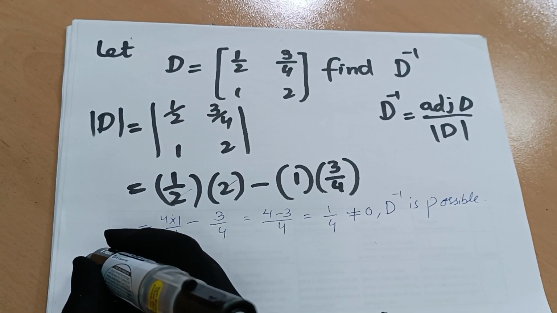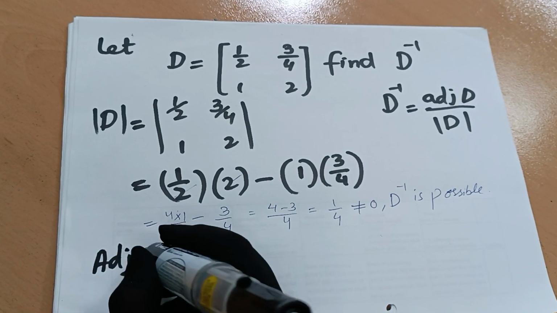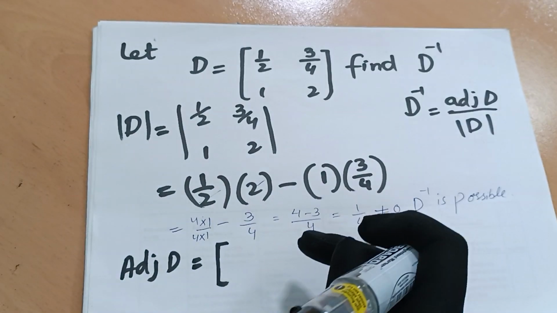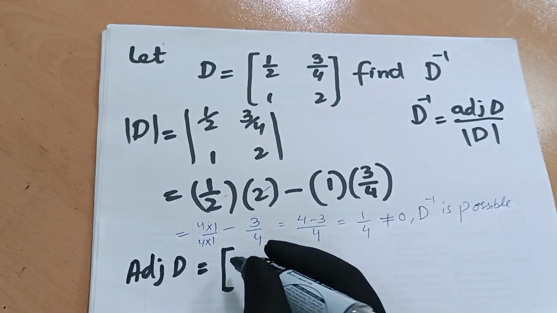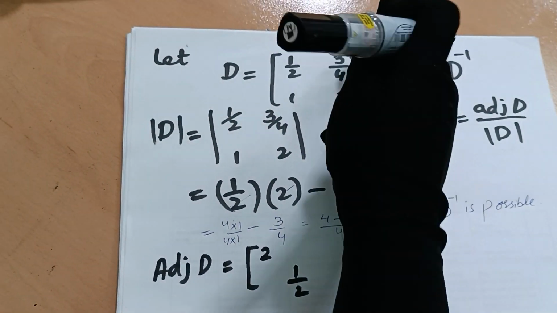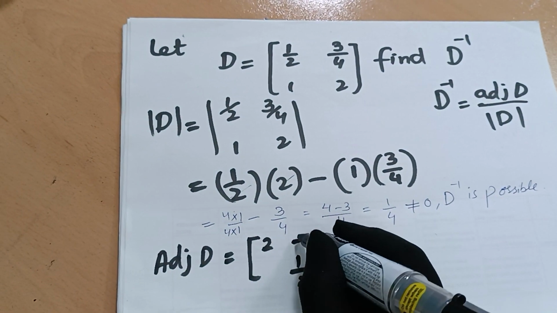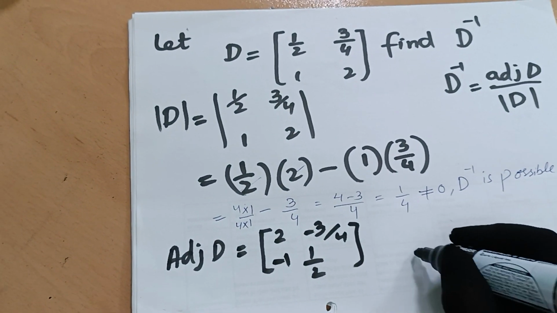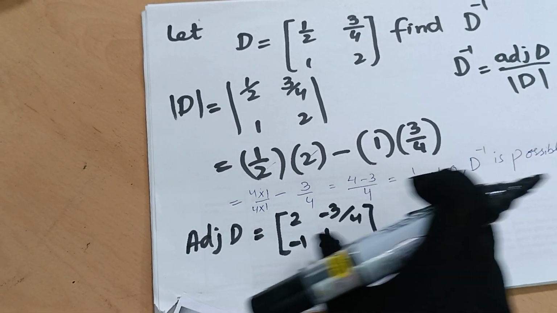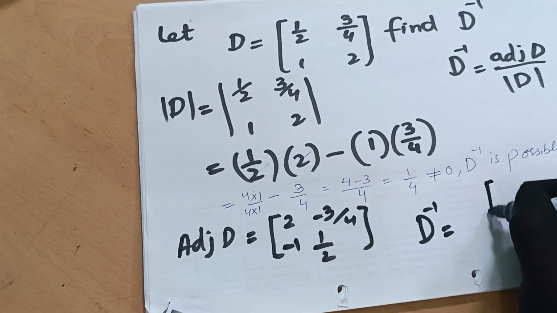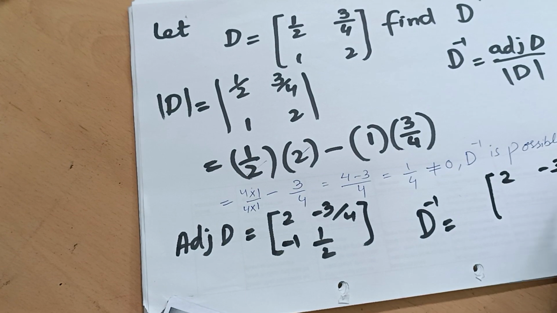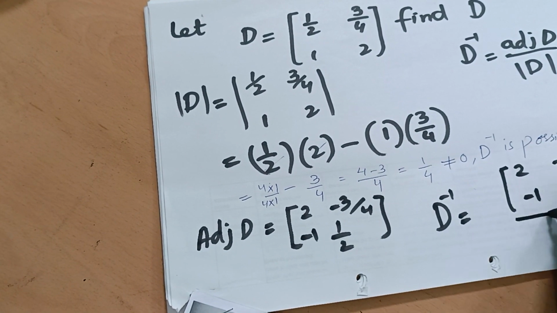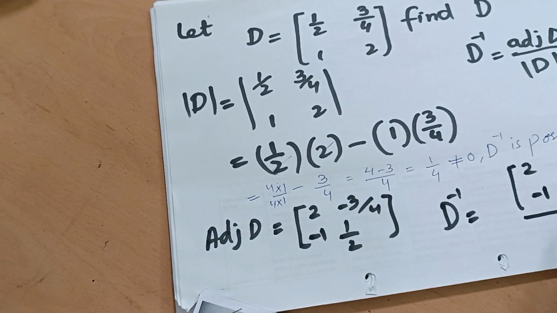Adjoint of D: change the position of the principal diagonal, 2 here, 1 by 2 here. Change the sign of the other diagonal. This will become negative 3 by 4. This will also become negative 1. And now D inverse will be equal to, write down this, the matrix 2, minus 3 by 4, minus 1, 1 by 2, divided by 1 by 4.